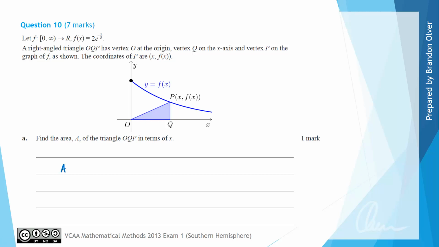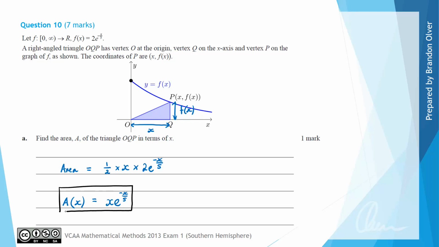So we know that the area of a triangle is simply equal to a half times the base length, and in this case the base length would be equivalent to x. So we're going to have a half x times the height, which turns out to be f of x. When we multiply it by f of x, that's 2e to the power of negative x on 5. Simplifying that down, we get an expression for A in terms of x, and the half times 2 would cancel, and we just have A equals x times e to the power of negative x on 5. So that is the answer to part A of this question.